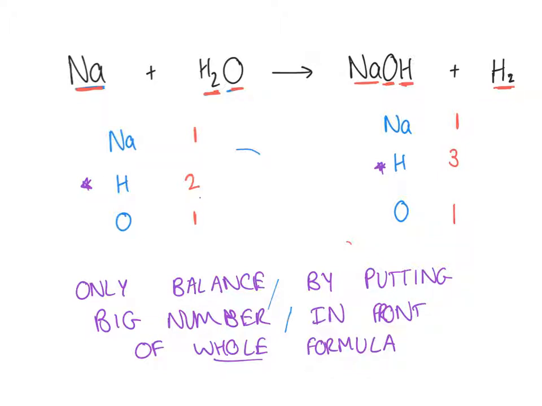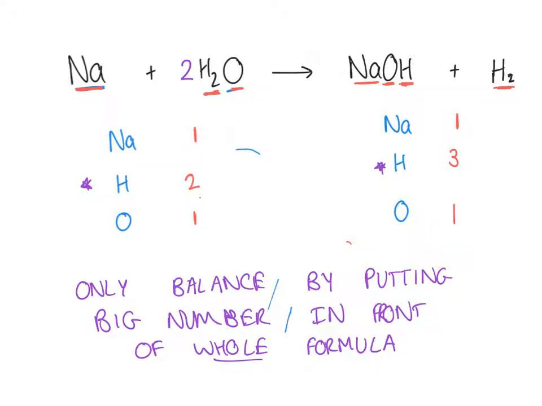So for example, I know that I need 3 hydrogens on the left. I cannot just change that number to a 3. That would not be allowed. So the only way I can do this is by putting big numbers in front of the whole formula. So I can see that I need more hydrogens on the left. So my only option at this stage is to put a big 2 in front of the water. That number has the effect of multiplying everything in the formula by that number.